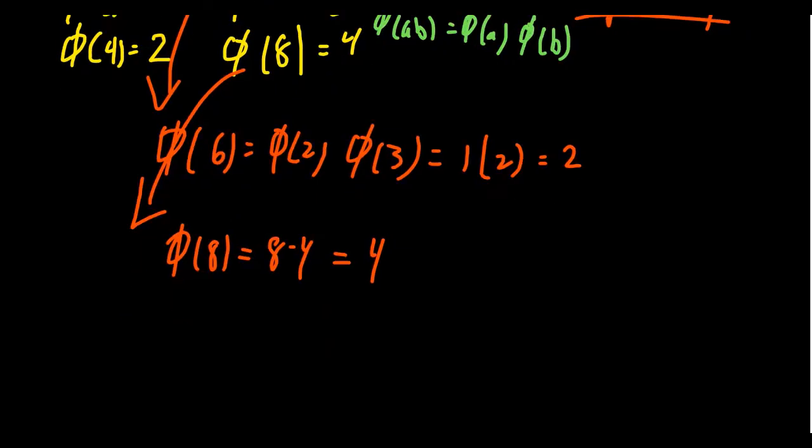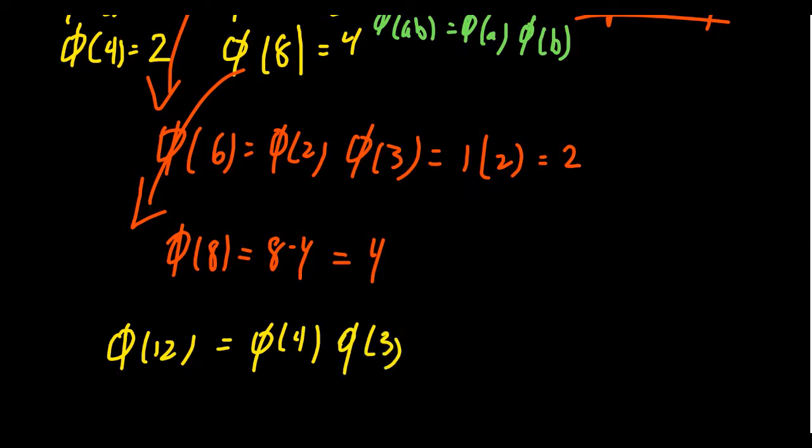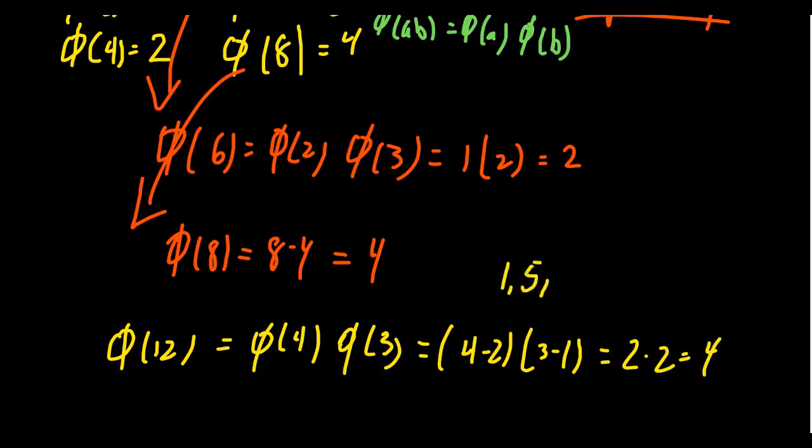If we wanted to do something a little bit more complicated, like say phi of 12, it's not too complicated, but phi of 12 would look like the following. You get phi of 4 times phi of 3. 4 is a power of a prime, so it's going to look like 4 minus 2. And then 3 is a prime itself, so you're going to get 3 minus 1. So you end up with 2 times 2, which is equal to 4. There's going to be 4 numbers co-prime to 12, and these are 1, 5, 7, and 11. Those are the 4 numbers co-prime to 12.